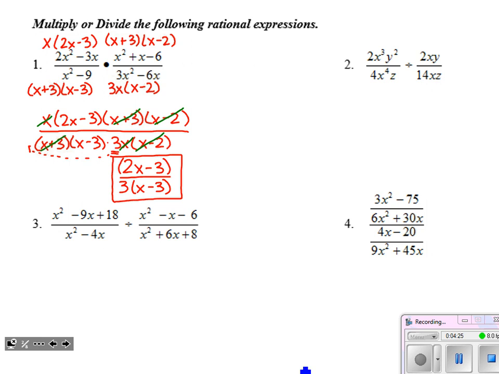For problem number 2, here it is division. So that means I need to multiply the first fraction by the reciprocal of the second. So I'm just going to make a note off to the side. I don't want to have to rewrite the whole thing. Again, I want to be as efficient as possible.